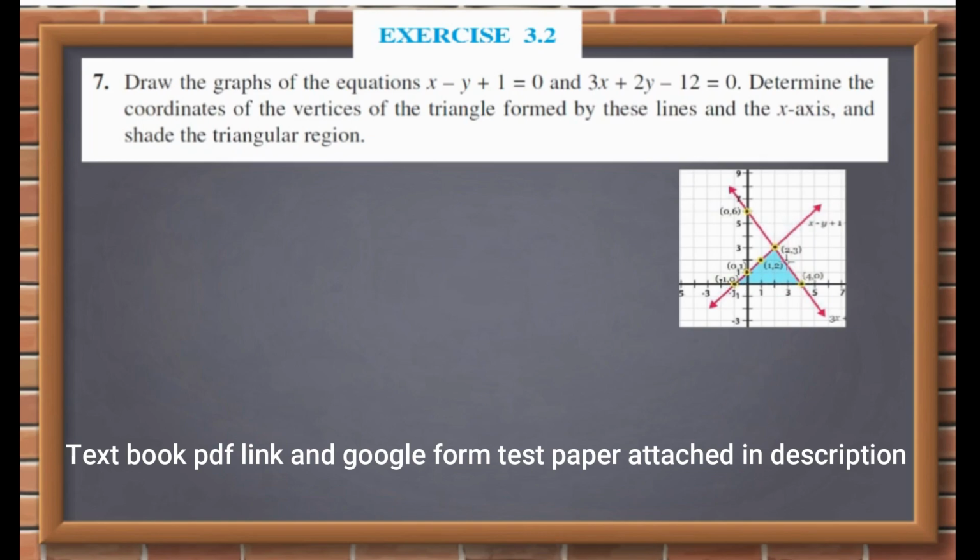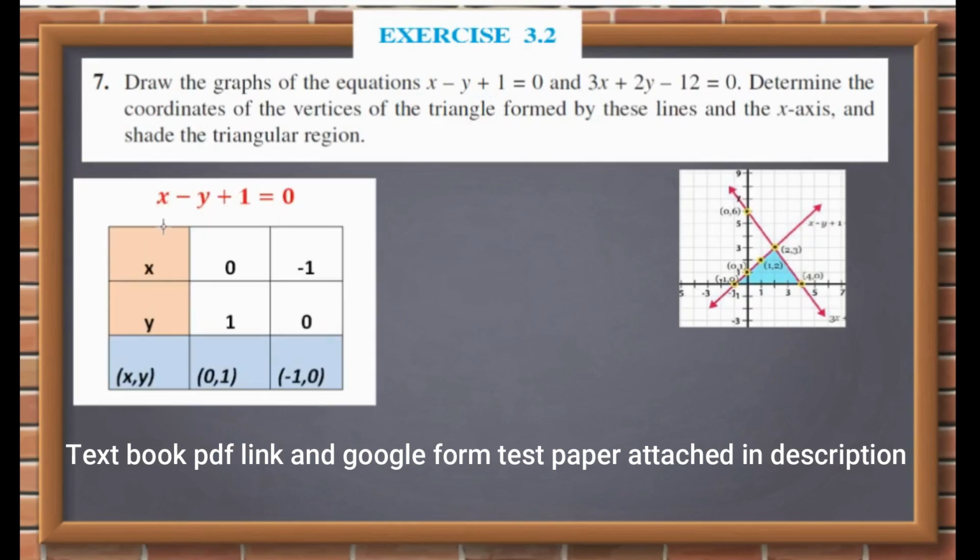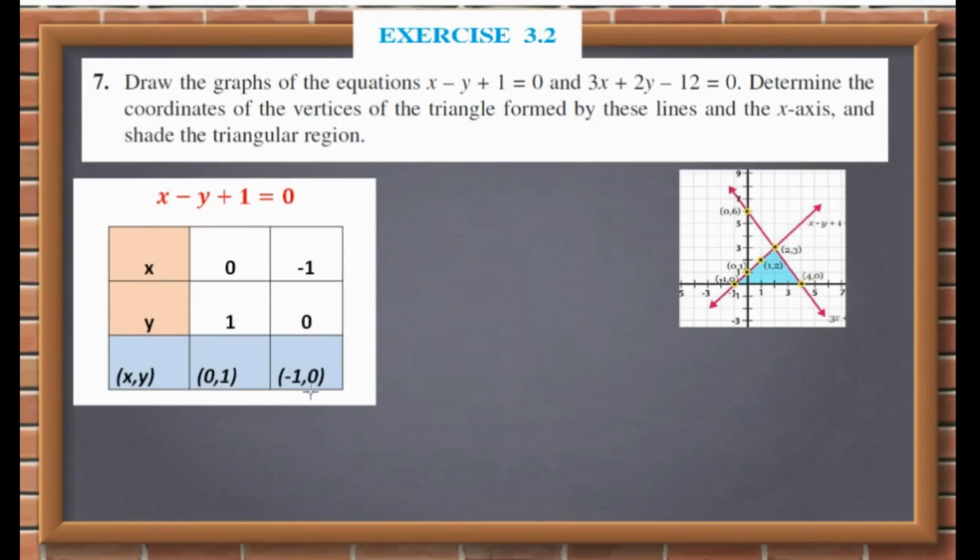So to draw these intersecting lines, we require 2 points for the equation x minus y plus 1 is equal to 0 and 3x plus 2y minus 12 is equal to 0. To get the 2 points for each equation, we require a truth table. So x minus y plus 1 is equal to 0. The 2 points are 0 comma 1 and minus 1 comma 0. When you replace x with 0, y will become 1. When you replace y with 0, x is minus 1.